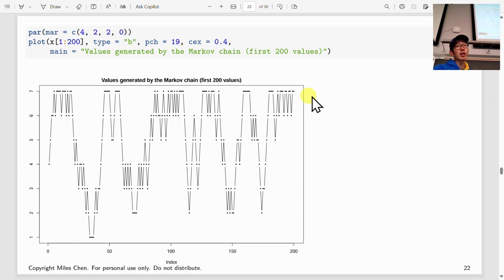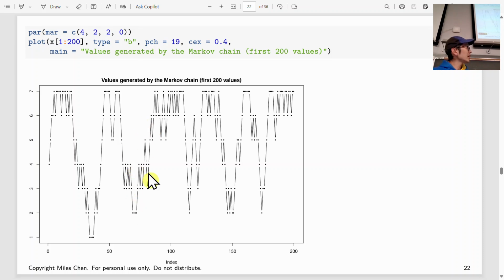That's fine, because in the long run, we want 7 to show up more frequently than any of the other numbers. And we have in our transition probability matrix a high probability of staying at 7, right? If you're at 7, that happens. So this is just the first 200 values in our Markov chain.